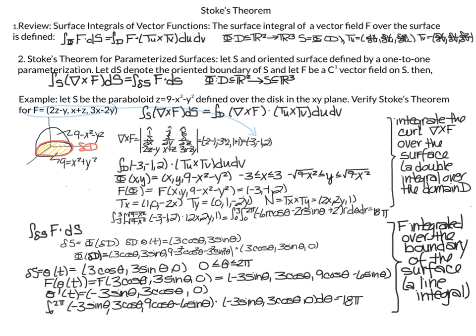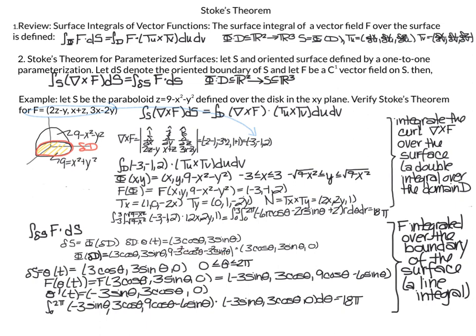And now if we do phi of sigma of t, where is our phi? I must have written it down here. It's our x, y, and our 9 minus x squared minus y squared. So our x coordinate now over here is 3 cosine theta, y is 3 sine theta, and then we have 9 minus x squared minus y squared.